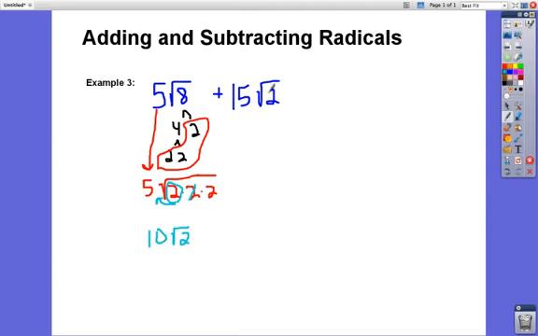Now if we look at this side, we can't do anything with 2. Okay, the only thing that multiplies to it is 1 and 2, and that's not going to help us. So we can go ahead and just bring this one straight down. So we can add 15 square root of 2 to what we previously had. Okay, and remember, only thing we want to add here is the 10 and the 15. So 10 plus 15 is 25. Okay, and we keep the square root of 2. We do not want to change that. And that is our answer.